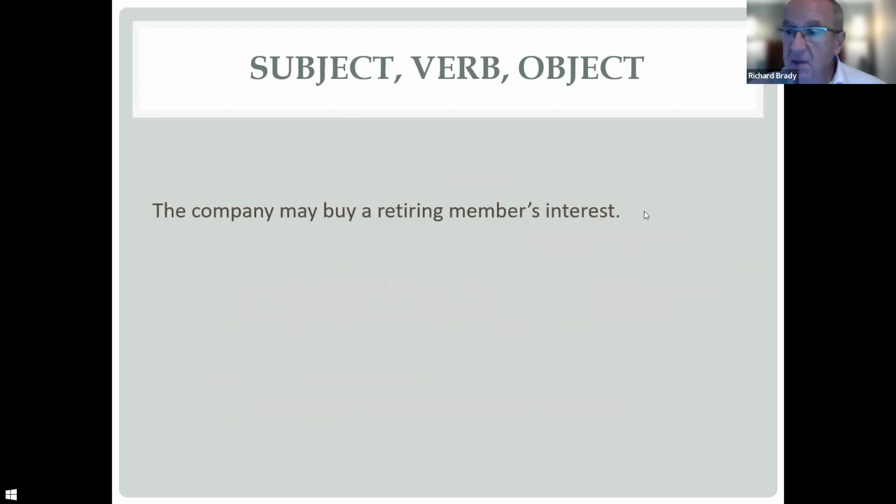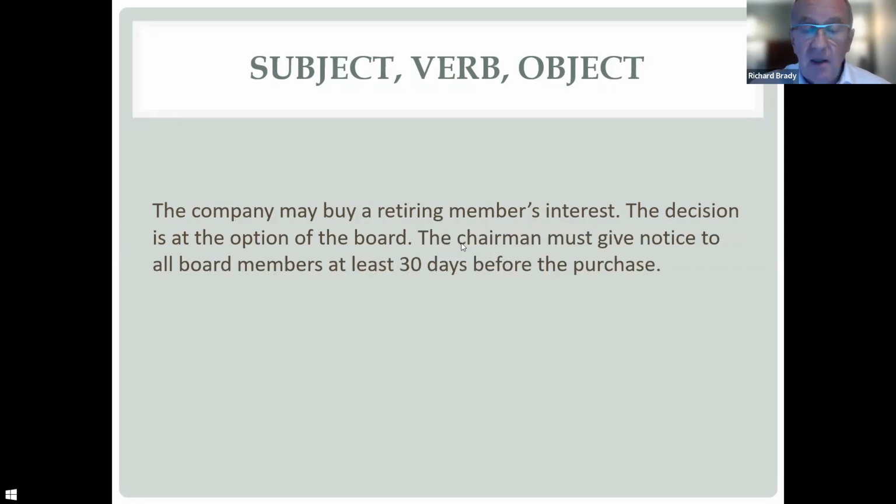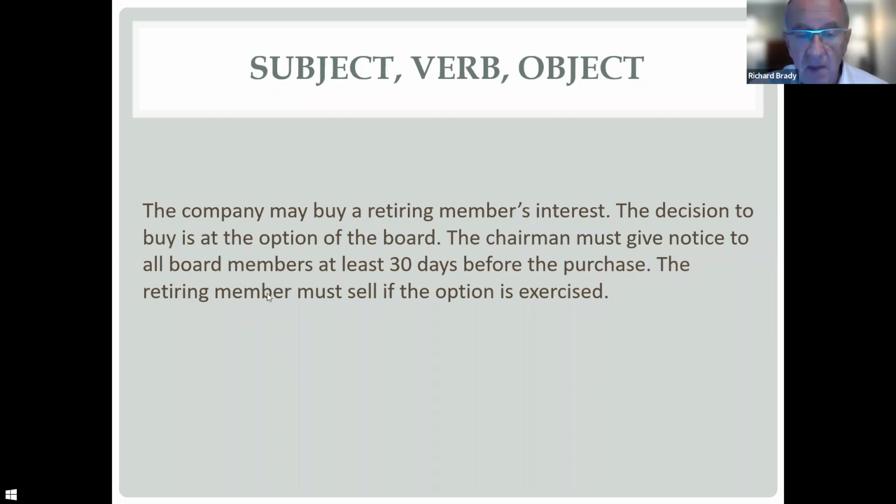First sentence. Second sentence. The decision, subject, is, that's the main verb, at the option, object. Whose option? Option of the board. The chairman, subject, must give notice, kind of verbal phrase or verb, to all board members, object. And when must it be given? At least 30 days before the purchase. So you see under the subject, verb, object, and then the rest of the information. And finally, the retiring member, subject, must sell, verb, if the option, object, is exercised.